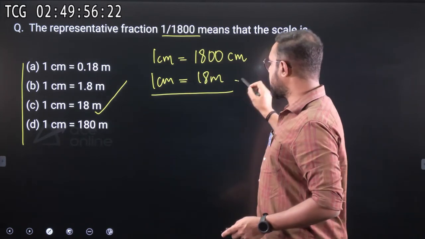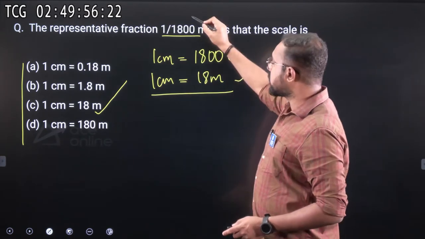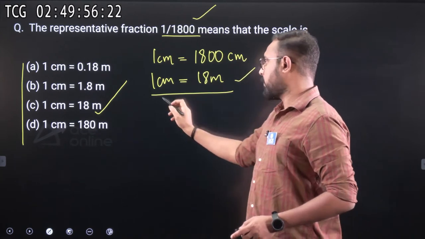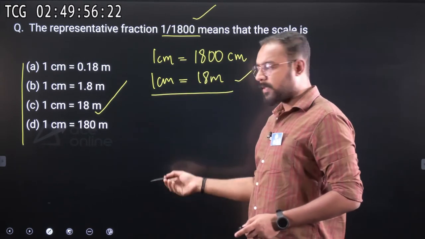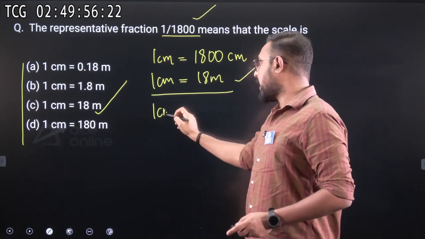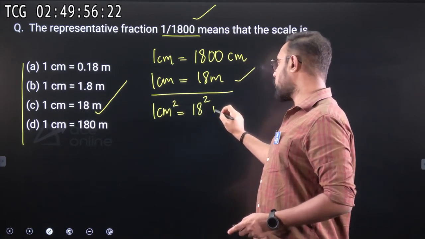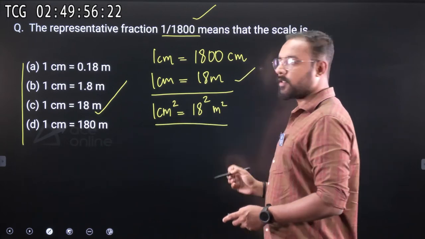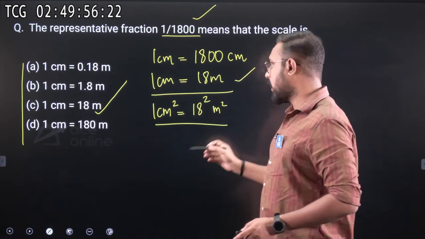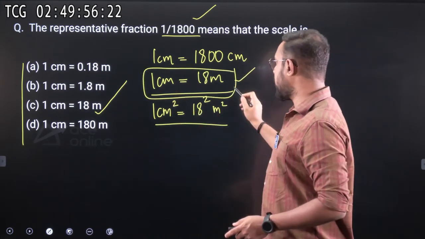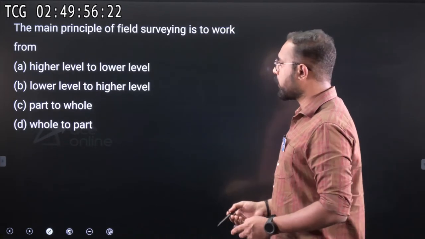Okay, this representation is known as engineer scale. This representation is known as RF. Also remember, if 1 centimeter on the paper represents 18 meter, in area measure, I can write like this: every 1 centimeter square will measure 18 square meter on the ground. This is useful for problem solving. So this is what we call our scale. Please remember that. Moving on.